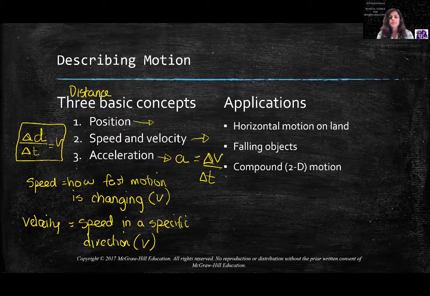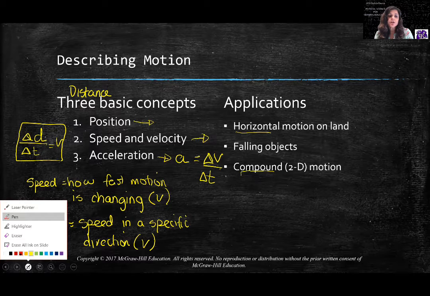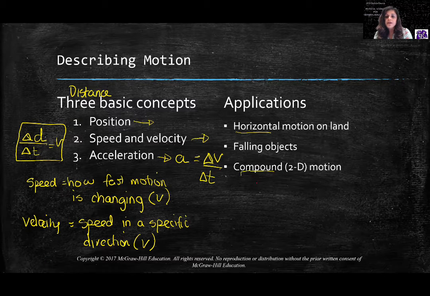So when do we apply these? We apply these to horizontal motion on land, just like you're driving a car on a road. The road might have hills and we keep going in that way. We can talk about falling objects. You toss something up and it falls. And then there's what we call compound motion. If you've ever tossed a football, then you have taken the ball through some compound motion.